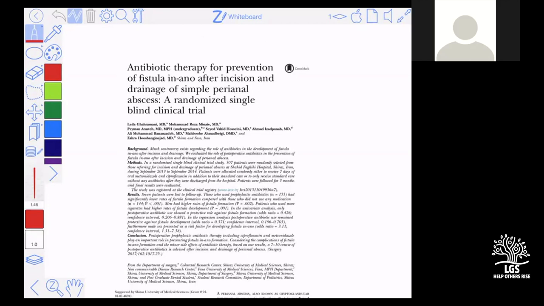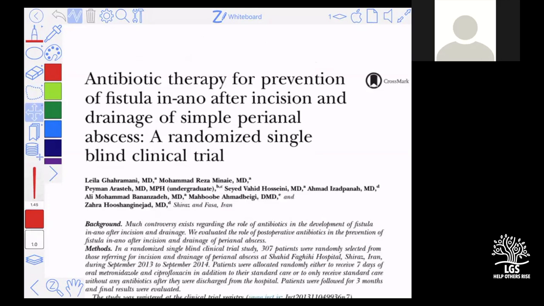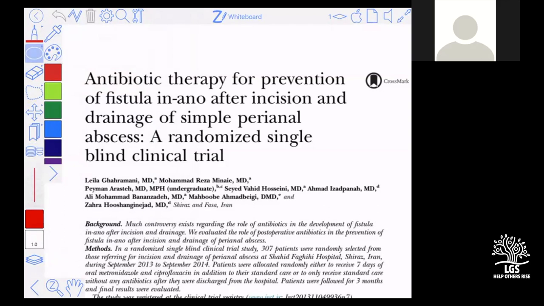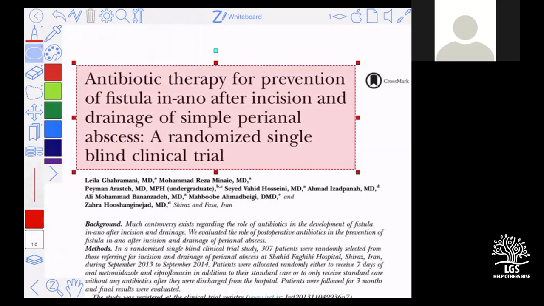And what this paper says is that it is about antibiotic therapy for prevention of fistula in ano after incision and drainage of a simple perianal abscess. I mean, it's a common topic, something that all of us should be easily interested in. So the first thing we always do whenever we look at a topic is we look at the heading, okay? We analyze the heading to give us an idea about whether we want to go into this matter or not.